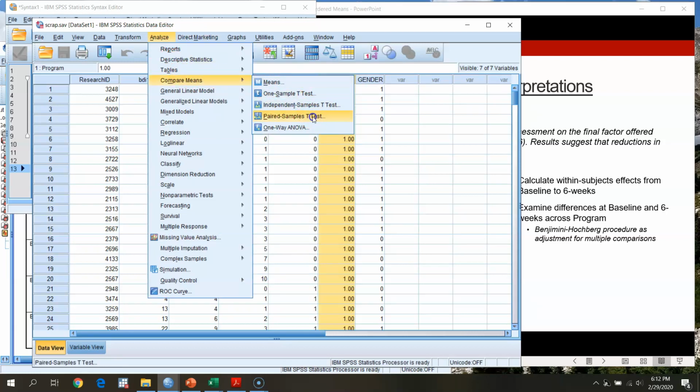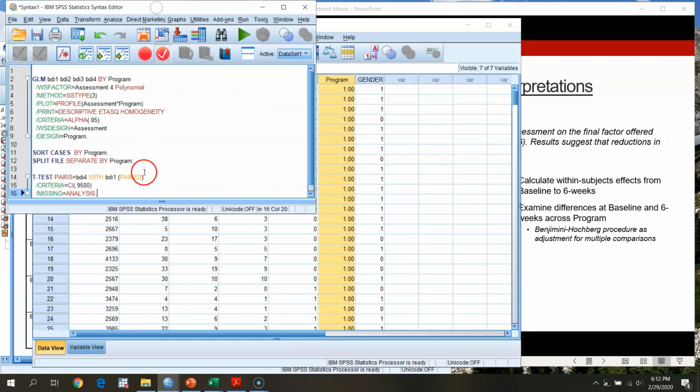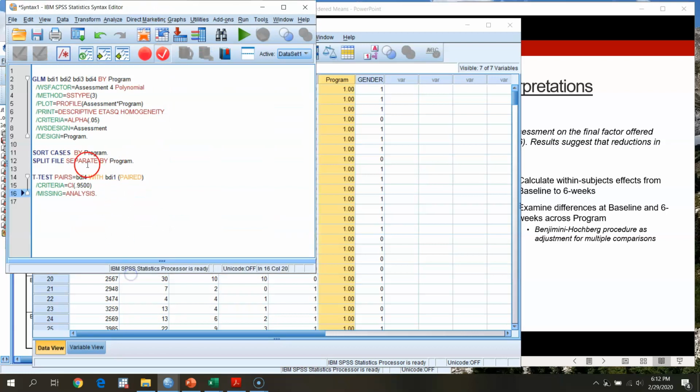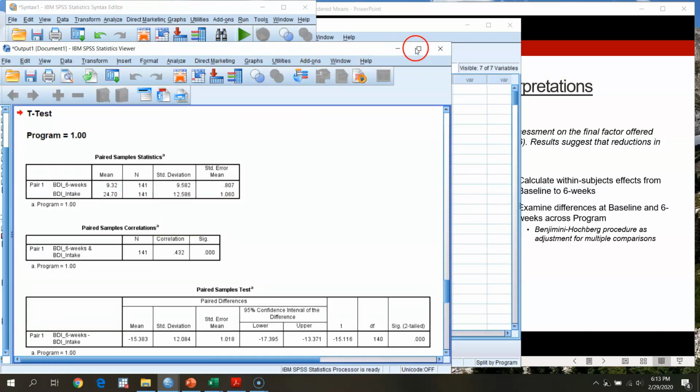Okay, so I'm going to do that, and then I'm going to go up to Analyze, Compare Means, Paired Sample t-test. Okay, and what I'm going to do is look at BDI at 6 weeks minus BDI at intake. I'm putting in 6 weeks first, subtracting where they end up from where they started. That way the sign tells me if they've increased or decreased. I already know because I looked at the graph, but just to make it a little bit intuitive here. And I'm going to hit paste. So if I'm looking at my syntax file, what we're going to do here is split the file by program and then look at pre to post change within each one of these individual groups. Okay. So I'm going to run this and then we'll take a look.